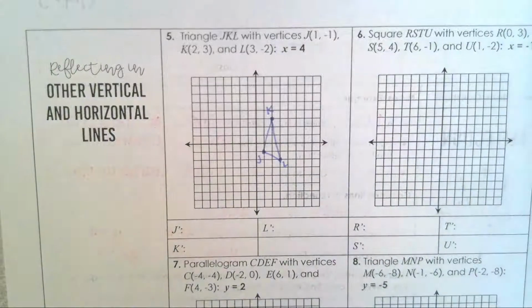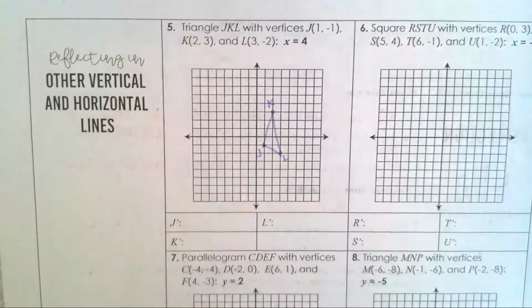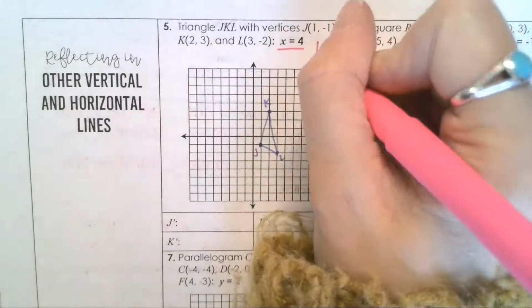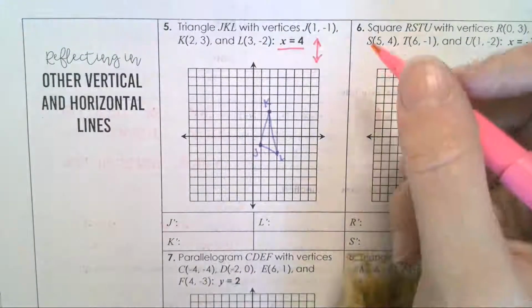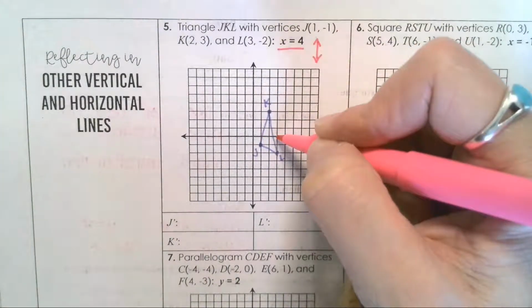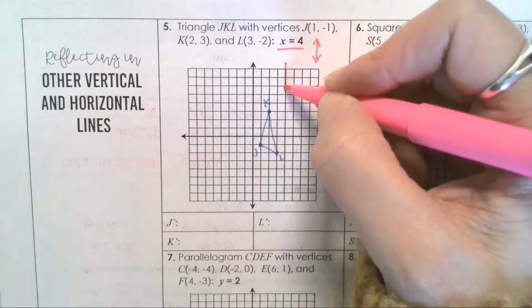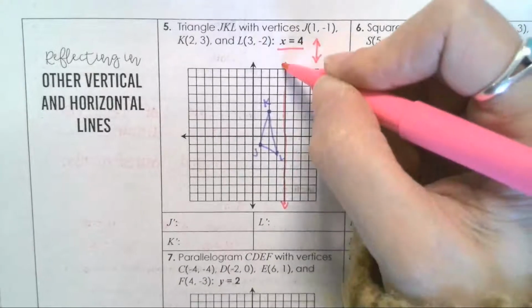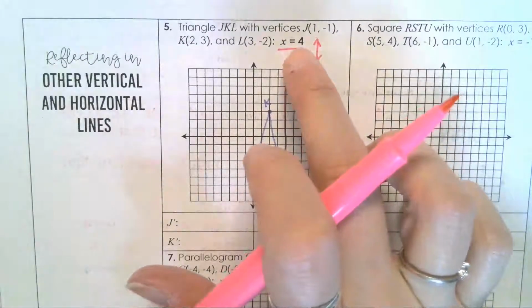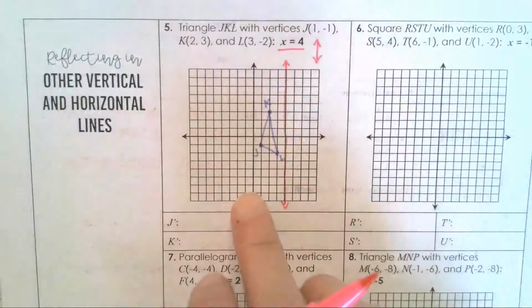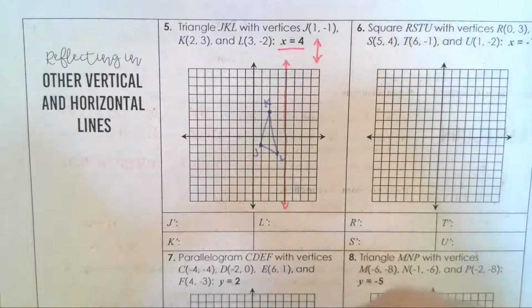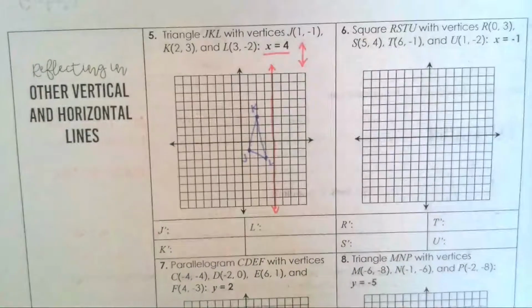Now I'm going to graph my line of reflection. So x equals 4 is going to be a vertical line that goes through 4. So that's this line right here. This time, if your line of reflection is a vertical or horizontal line that's not one of the axes, I do want you to draw this line out. You can do it as a dashed line, you can do it in a highlighter or a colored pen, whatever works best for you, but this time I do want you to draw that line in.